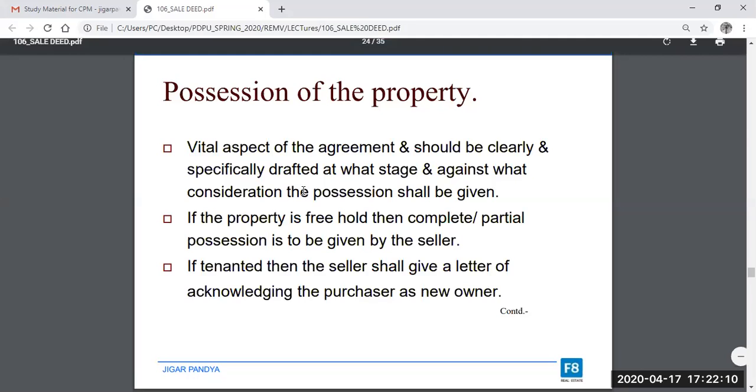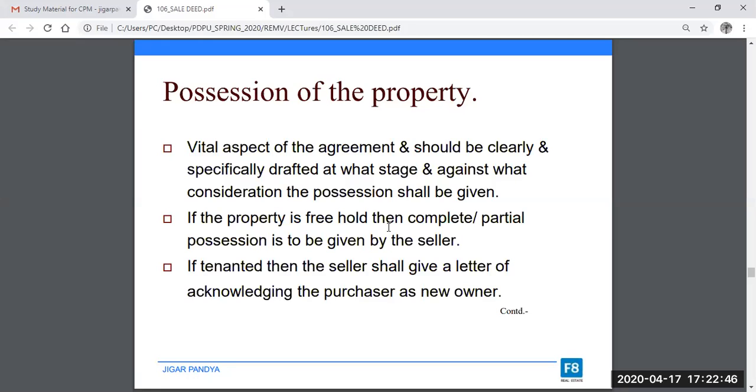When it comes to possession, these are vital aspects of the agreement and should be clearly and specifically drafted as to what consideration the possession is due against. It is a standard practice that usually possession is given when 50% of payment is received. But again, there is no fixed rule. Some vendors would require 75% payment, some would require 100% payment. So it's very much between the parties.